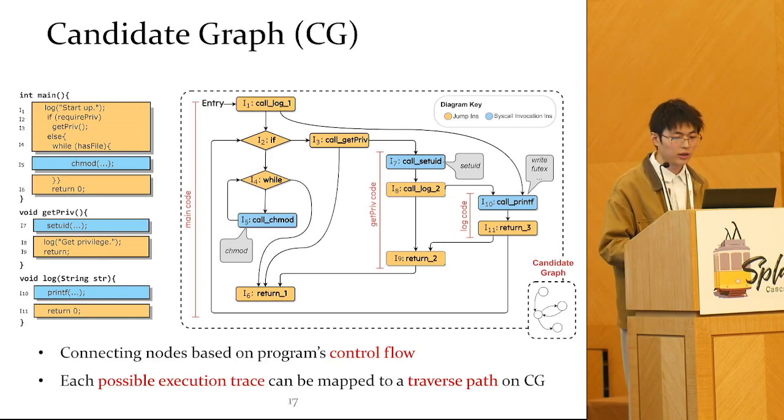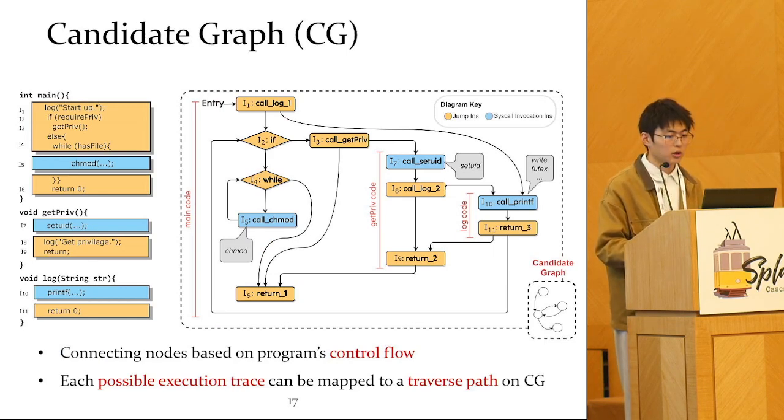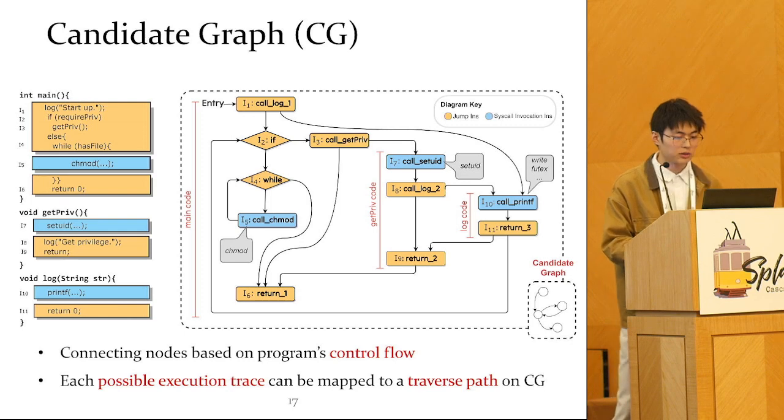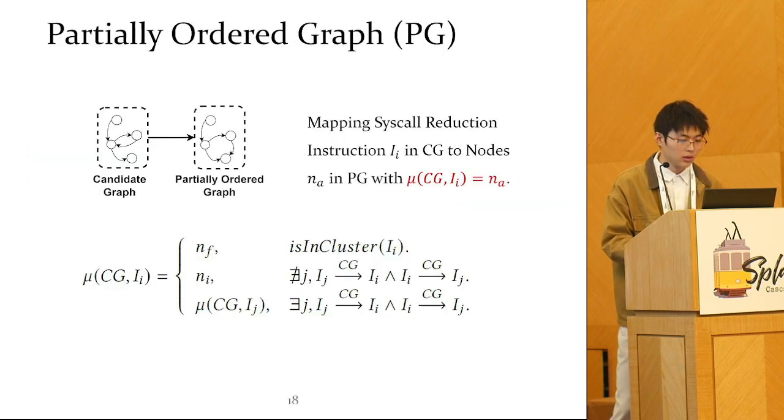After collecting all candidate set reduced instructions, we connect them according to the program's control flow. Finally, we obtain the candidate graph, which can over-approximate the possible execution traces of the program. Specifically, for any possible execution trace, we can find a corresponding traversed path on the CG. Next, we transfer CG to the partially ordered graph, denoted as PG.